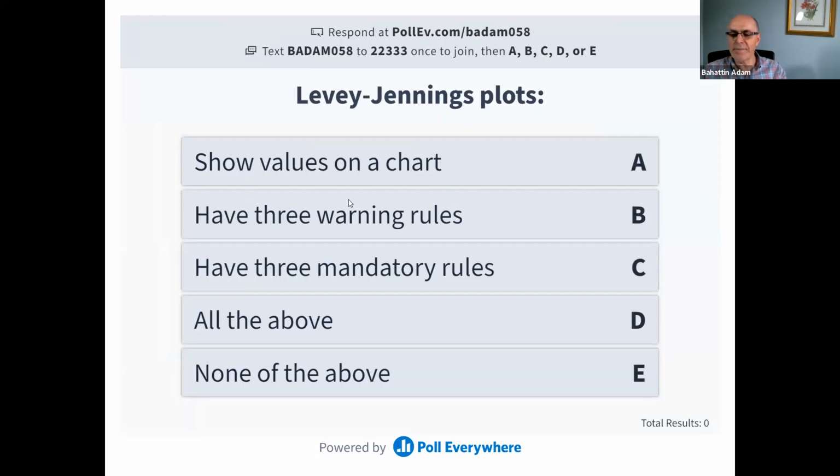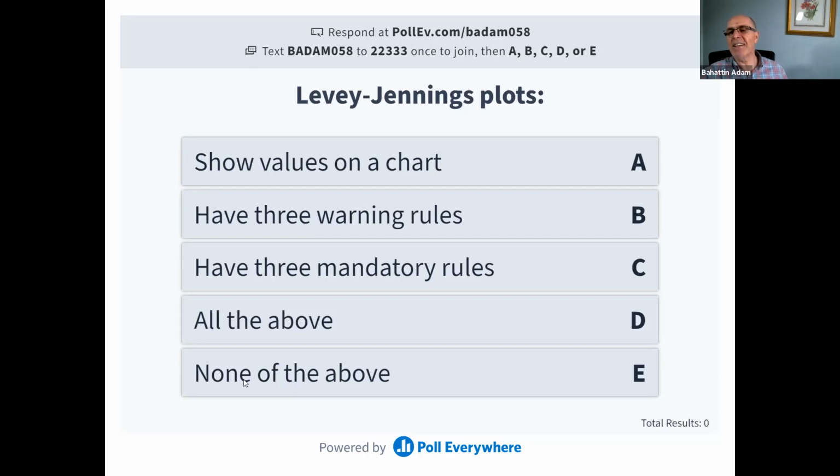Okay, now let's do a few questions for you. Then we will finish for today. Levey-Jennings plots show values on a chart, have 3 warning rules, have 3 mandatory rules, all of the above, none of the above. Okay, send your answers.